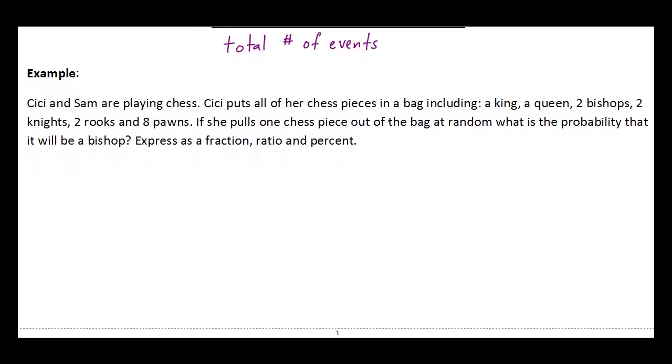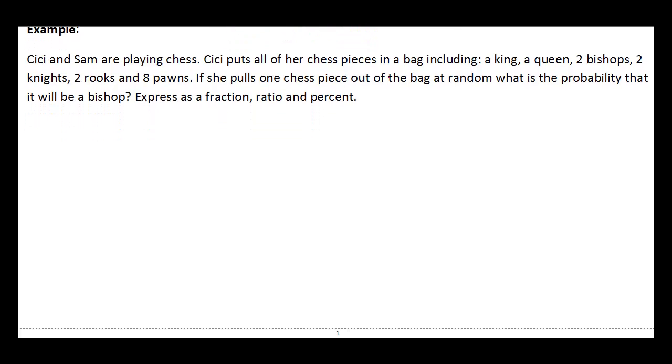Okay, so our example here, Cece and Sam are playing chess. Cece puts all of her chess pieces in a bag, including a king, a queen, 2 bishops, 2 knights, 2 rooks, and 8 pawns. And then she pulls one chess piece out of the bag at random. What is the probability that that will be a bishop?